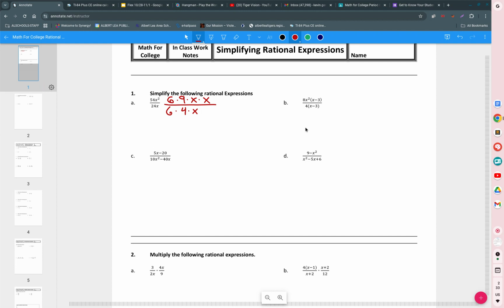Now you don't have to do this every time. I'm just trying to show you. Notice I have a 6 over 6. I have an x over x. And what's left is 9 times x, and the bottom is left with a 4.